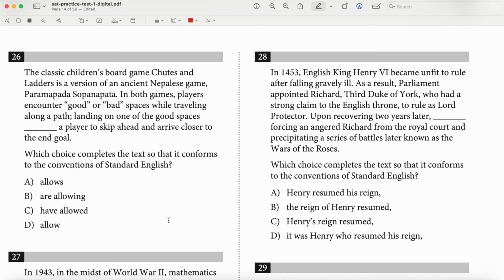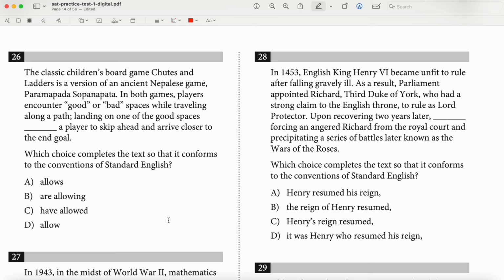28. Catherine, go ahead and read 28 for us. In 1453, English King Henry VI became unfit to rule after falling gravely ill. As a result, Parliament appointed Richard, 3rd Duke of York, who had a strong claim to the English throne, to rule as Lord Protector. Upon recovering 2 years later, Henry resumed his reign, forcing an angered Richard from the royal court and precipitating a series of battles, later known as the Wars of the Roses.